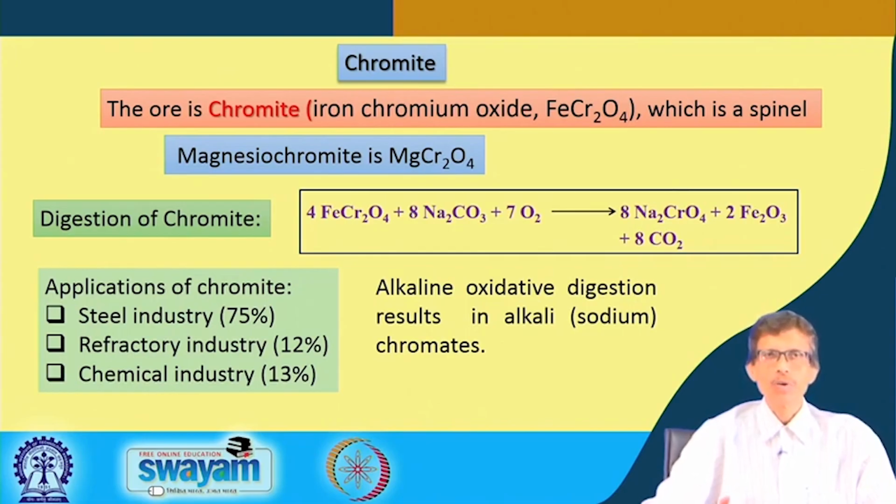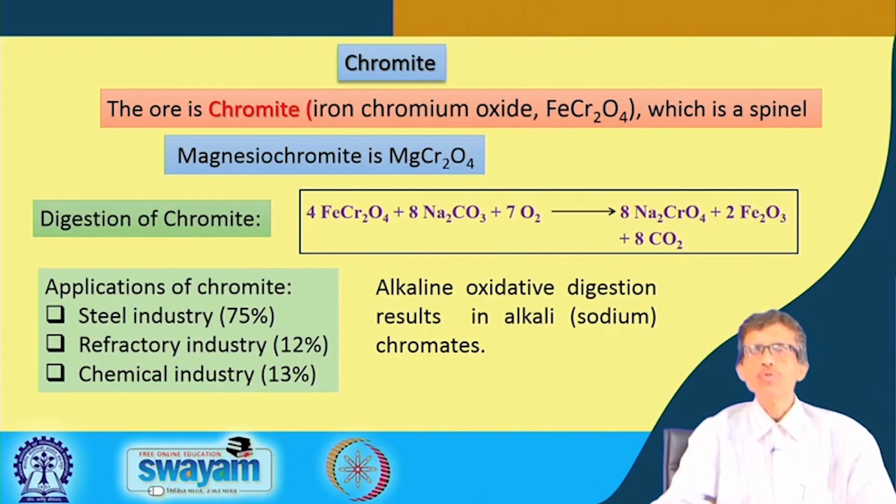So, a large amount, almost 75% of this, is utilized for making stainless steel, because it is a very useful material for making stainless steel through incorporation of chromium. Then the refractory materials, the tiles and bricks and all these things, can be made through the incorporation of chromite ore, and lastly the remaining amount, that means 13%, can be utilized in the chemical industry for making some very useful compounds like sodium dichromate.